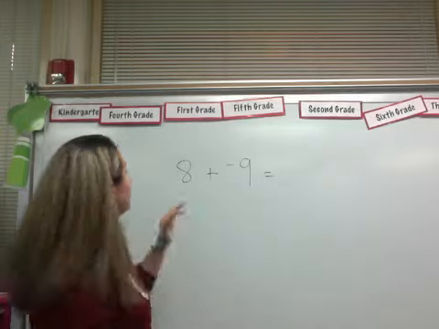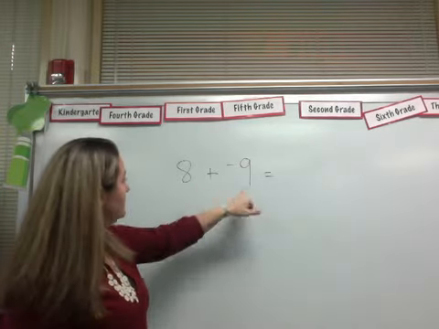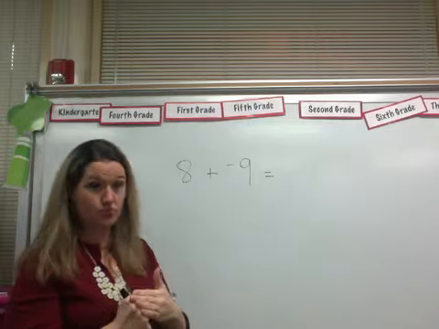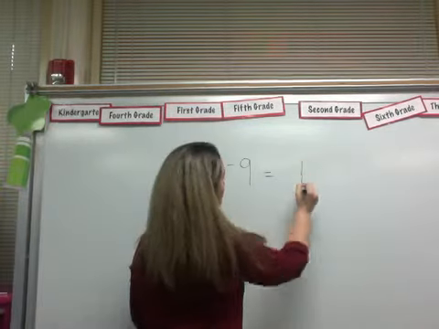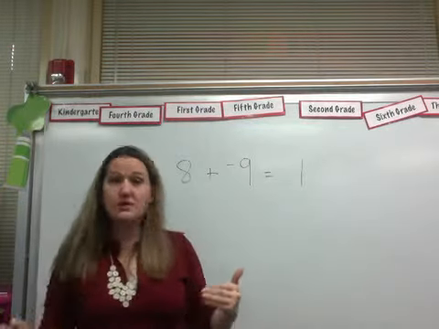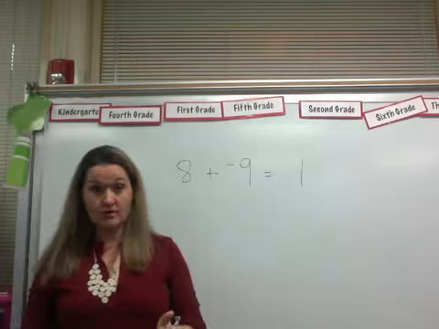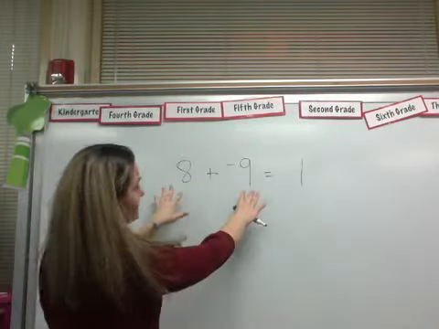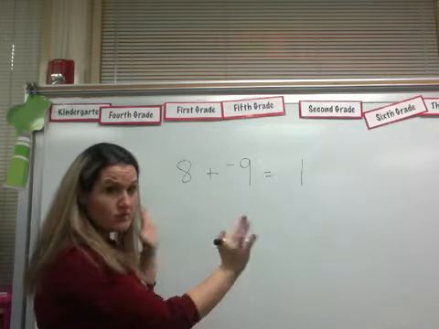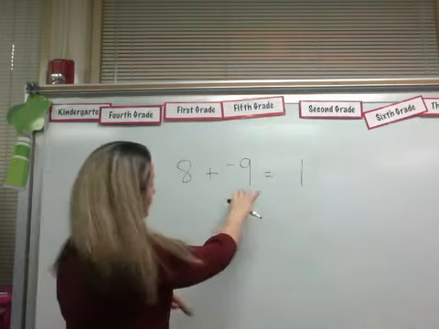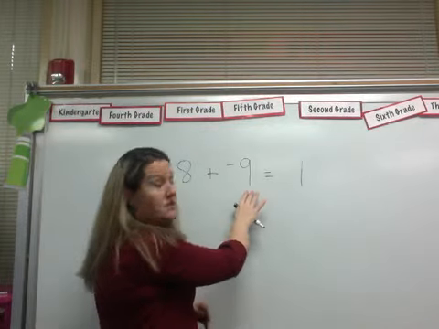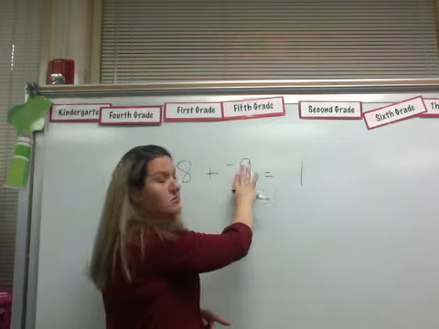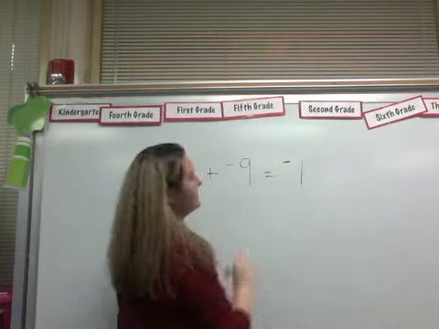Again, I've got two different signs, 8 and 9. Remember, we go ahead and subtract them. 9 minus 8 is 1. So I know my answer is going to be 1, but the question is, is it going to be a positive or a negative 1? Forget about the signs. Which is the larger of the two numbers? The 9 was the larger of the two, right? So what sign was the 9? It was a negative, so therefore my answer must also be negative.